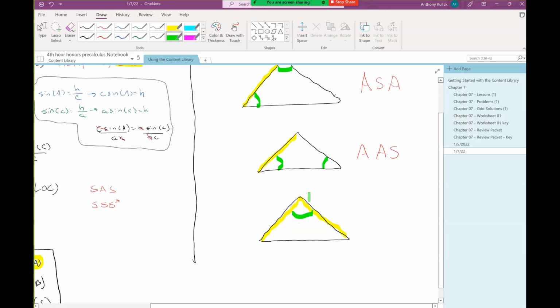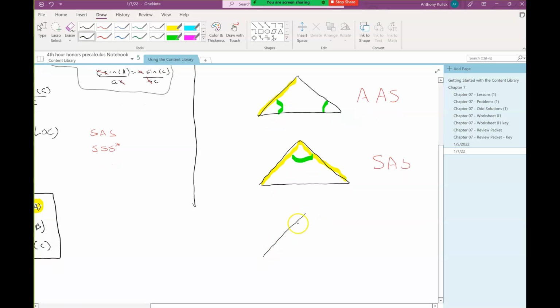Okay, here we have two sides and an angle. Is this side angle side or side angle? That is side angle side. Again, what I'm noticing is that the angle is made up by the two given sides. So side angle is going to look like this, where one of the given sides is not part of the angle. So that's side angle.